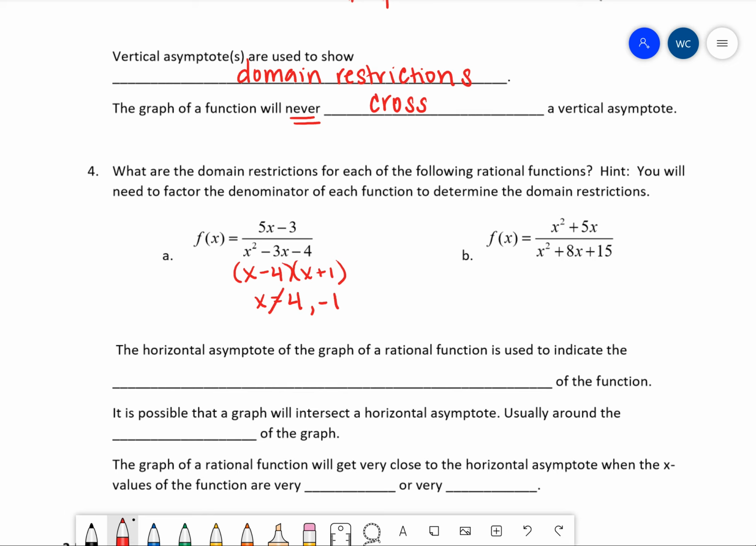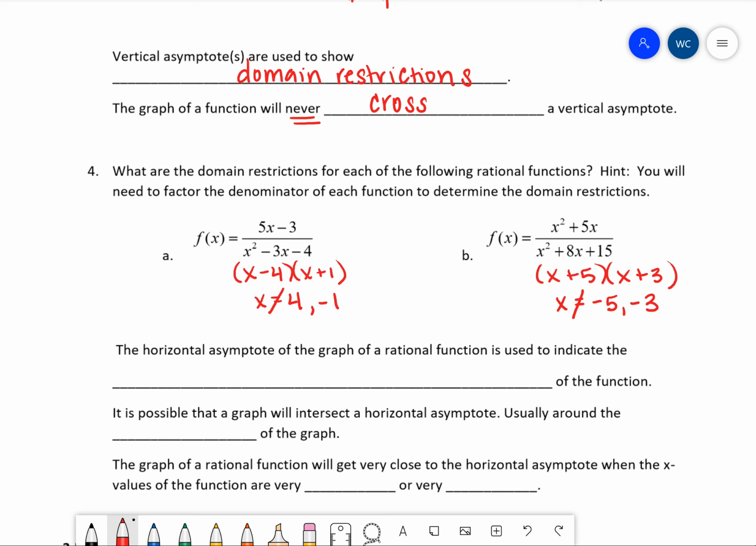All right, B. Again, I need to know my factors. So what times what gives me 15, but adds to be 8? Well, I know it's going to be x plus 5 and x plus 3. I solve, and I get x is -5 and -3. But in this case, because it's in the denominator, I know that it cannot be those values because you cannot get a 0 in the denominator.